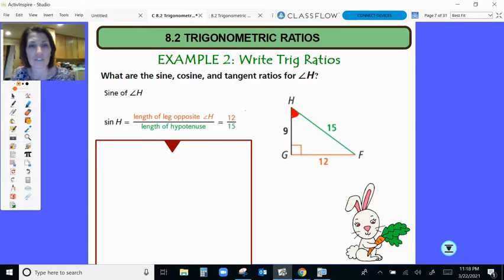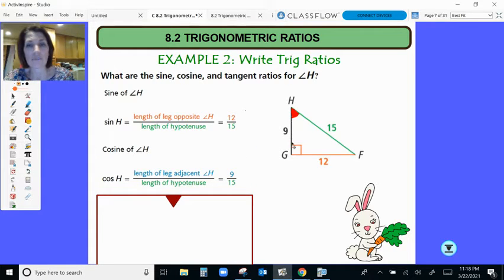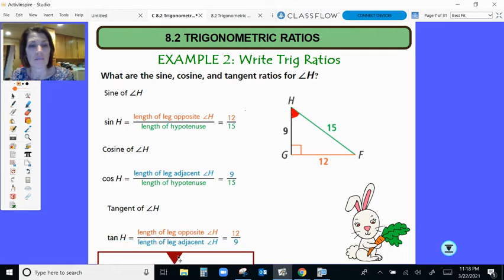my hypotenuse, 15. Okay? And then my cosine of H is going to be my leg adjacent. So it's going to be my 9, that's my leg adjacent to H, divided by my hypotenuse, 15. Then my tangent is going to be the length of my opposite side, 12, divided by my adjacent side, 9. So it'll be 12 ninths.